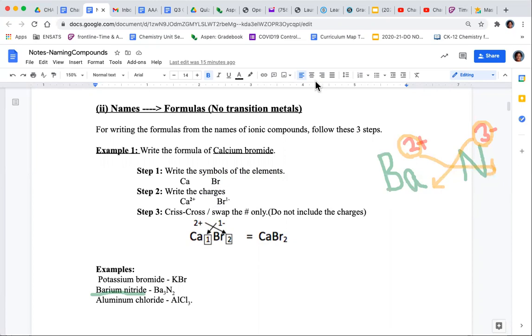Okay, so let me rewrite. Barium, Ba. And what should be the number next? 3. So bring 3 next to barium. Always write those numbers at the bottom. Then the non-metal is nitrogen, so bring the 2 next to nitrogen. Did we get the same answer? Hey, we got the right answer.